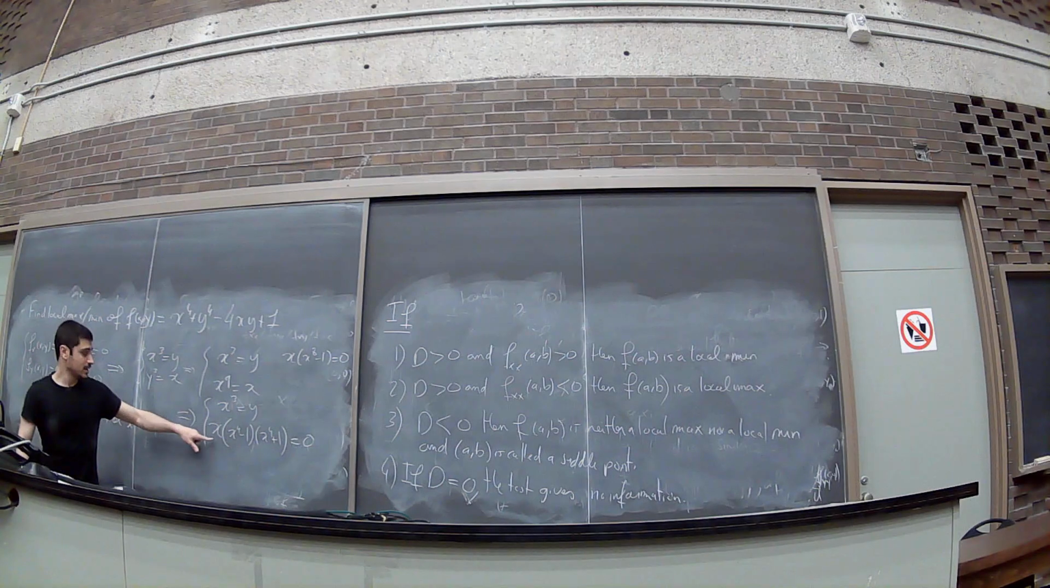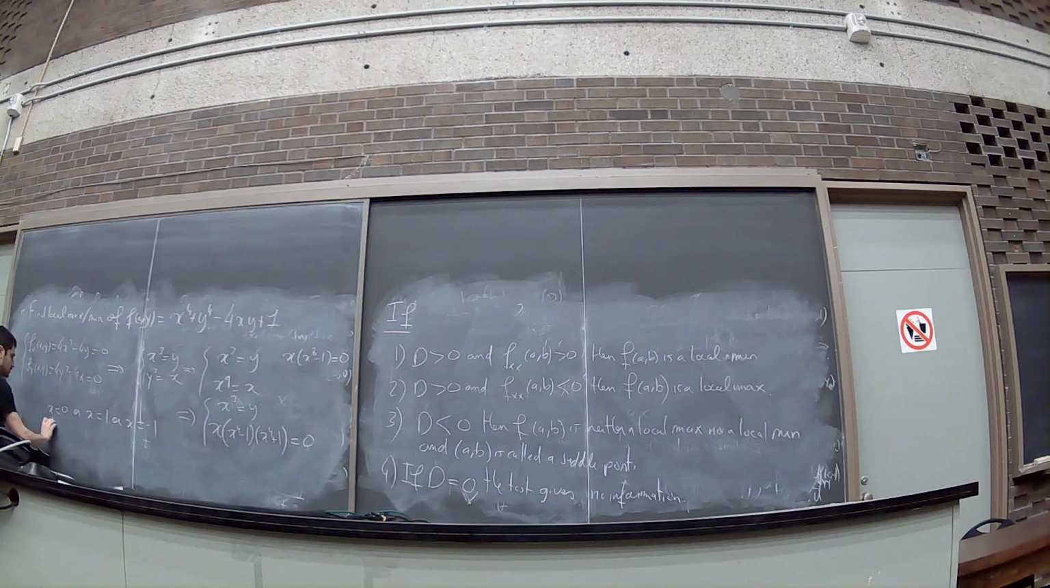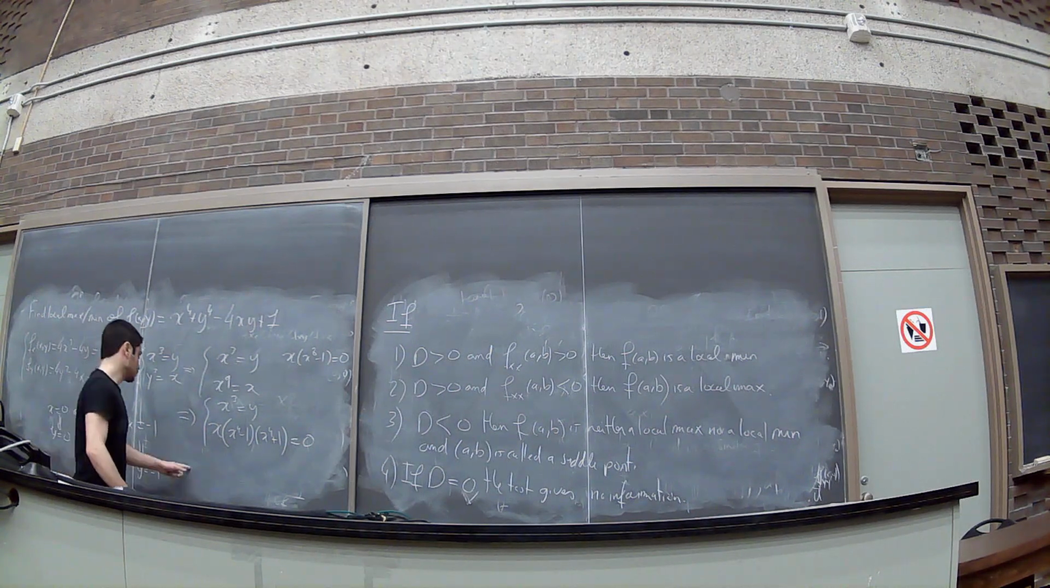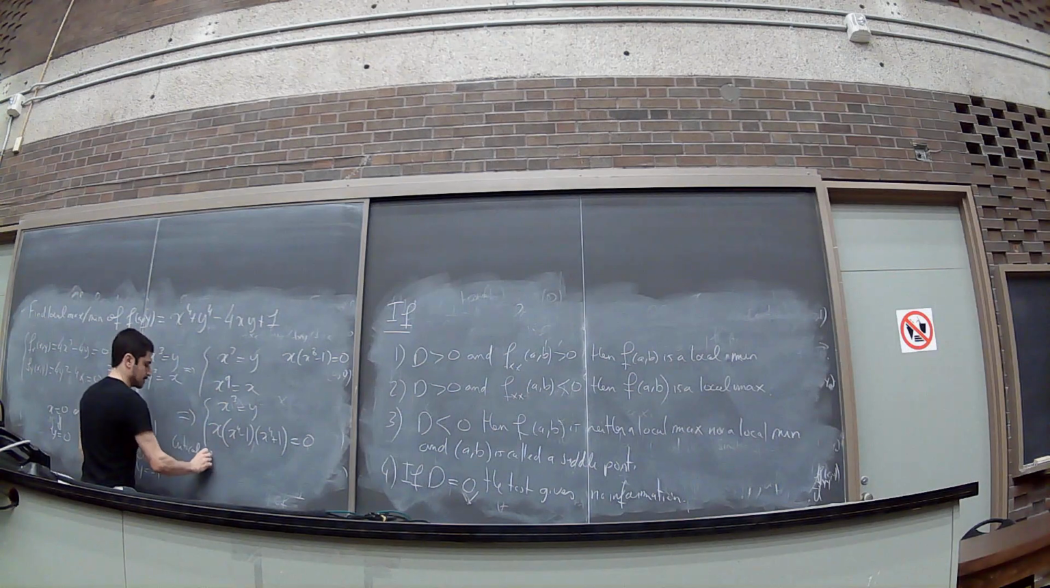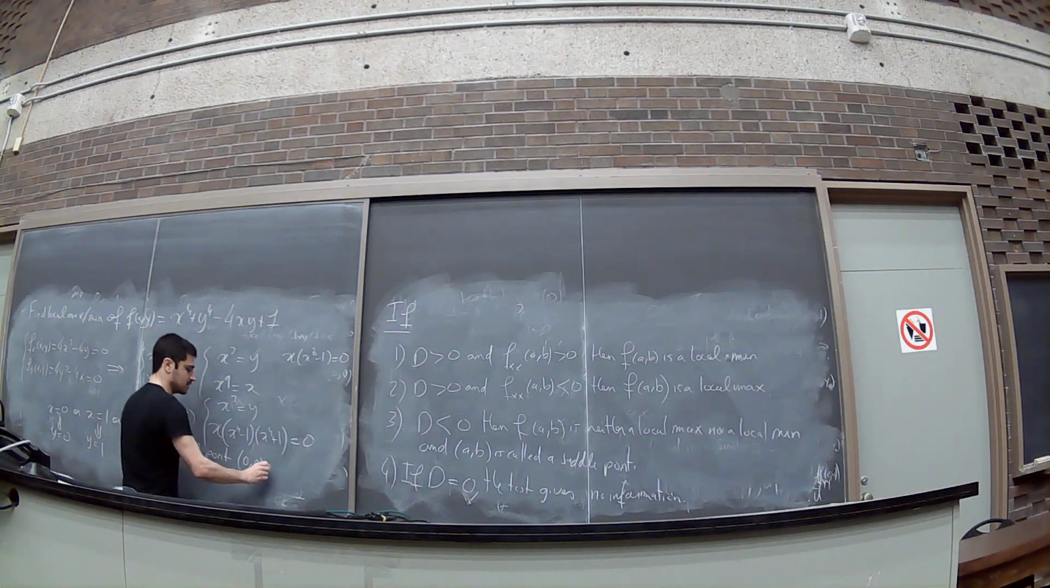Yeah? Okay, now if x is equal to 0, what is the value of y? 0. If x is equal to 0, this implies that y is equal to 0. If x is equal to 1, what is the value of y? Implies y is equal to 1. And this implies y is equal to minus 1. So what are my critical numbers, critical points? It's where the gradient is 0.